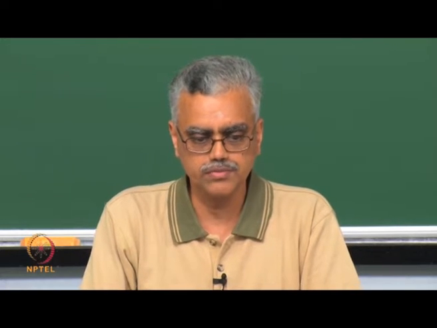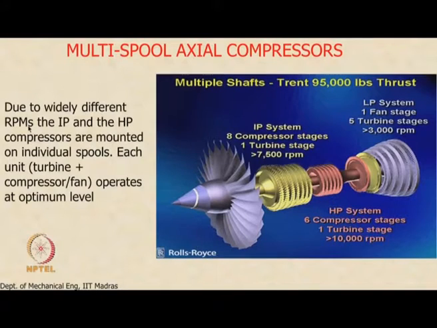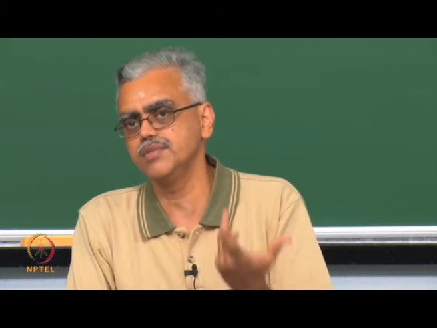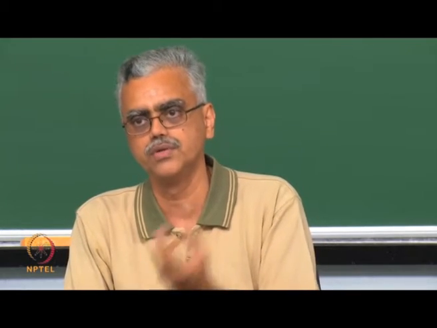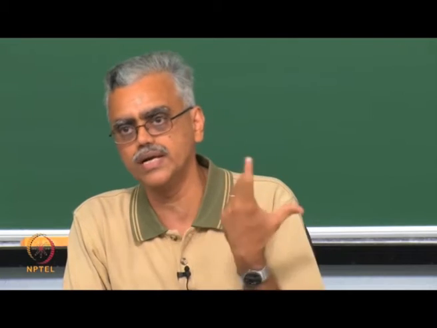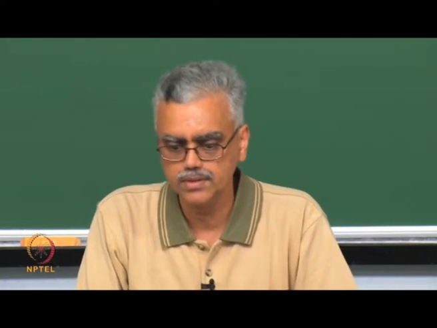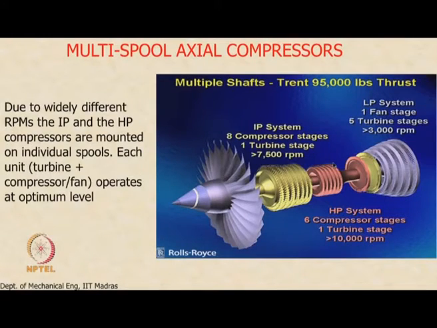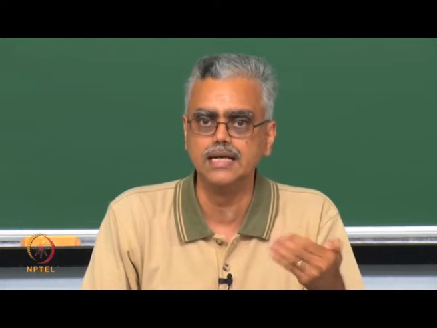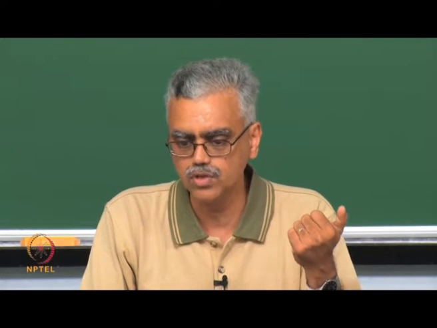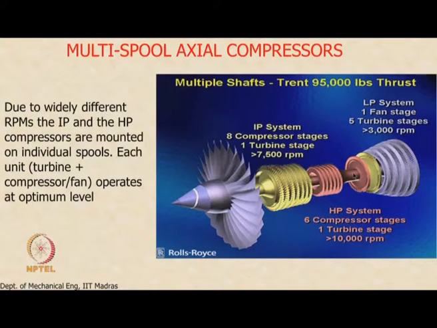So because we have widely different requirements for RPMs, the only way we can actually meet this challenge is this: we want the fan to run at a low speed, while at the same time the other components have to run at higher RPM. So the only way we can accommodate such widely differing RPM is to have the multi-spool technology. That was the first technological challenge that had to be overcome, and it was overcome by using a revolutionary technology called the multi-spool technology.